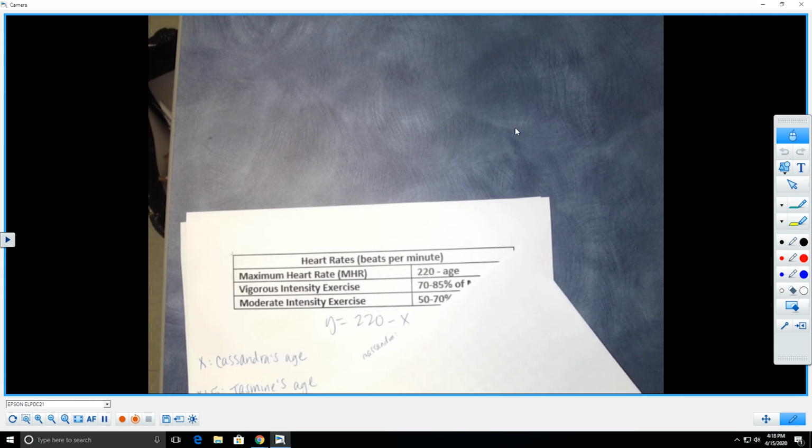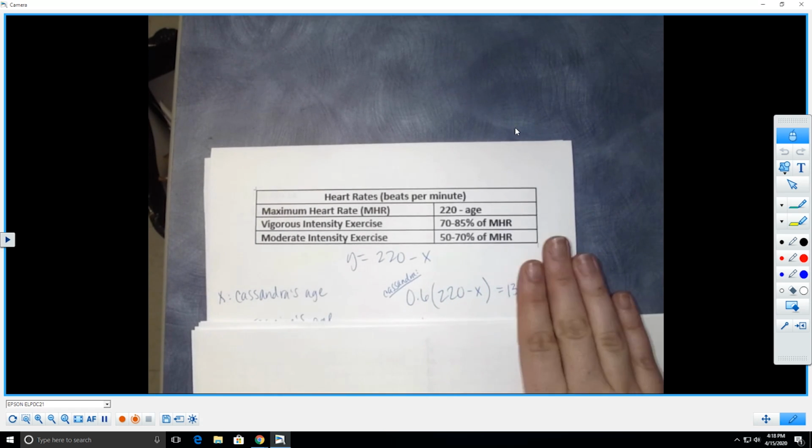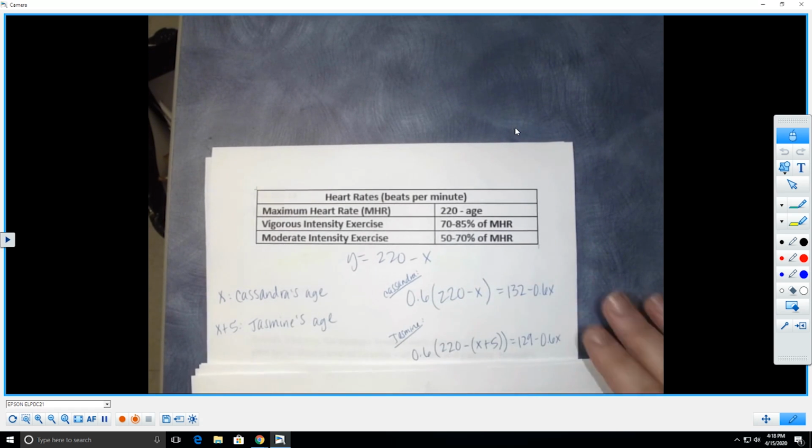Do you agree? To answer that, let's first decide what expressions we'll use for Cassandra and Jasmine's ages. We can use X to represent Cassandra's age and X plus 5 to represent Jasmine's age because she is 5 years older. So we have that written here. What expressions show 60% of the maximum heart rate for each person? For Cassandra, we can use this expression here. And then for Jasmine, we can use this expression here.